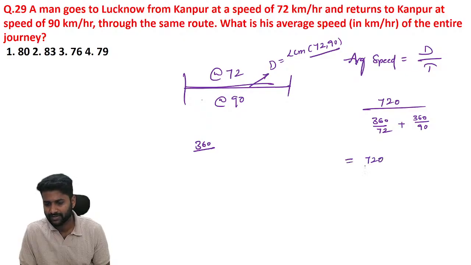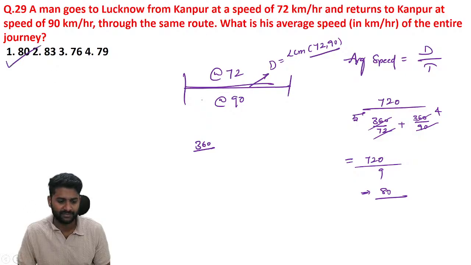Just go through the simplification. 720 divided by... This is exactly 5 times. This is exactly 4 times, 9 times. The average speed is 80 km per hour.